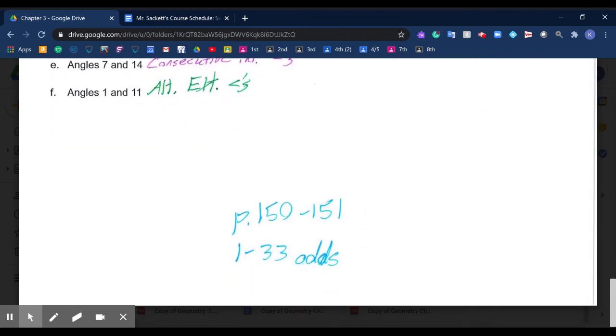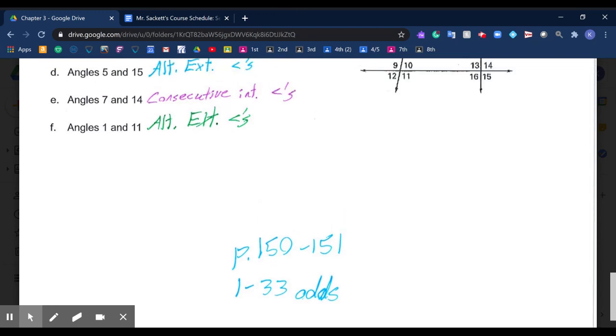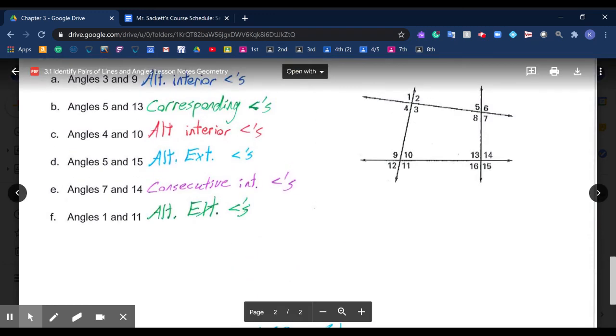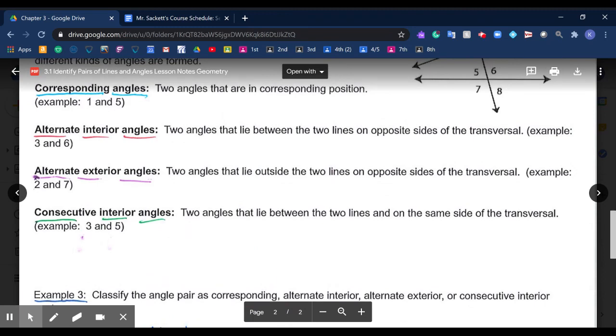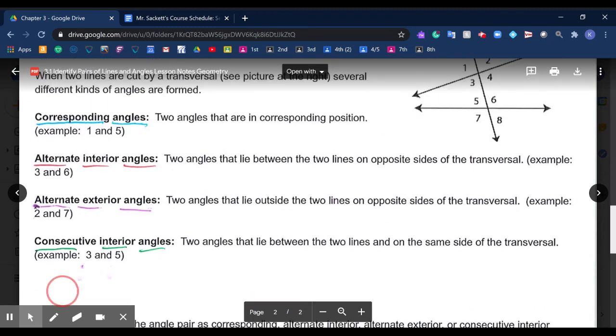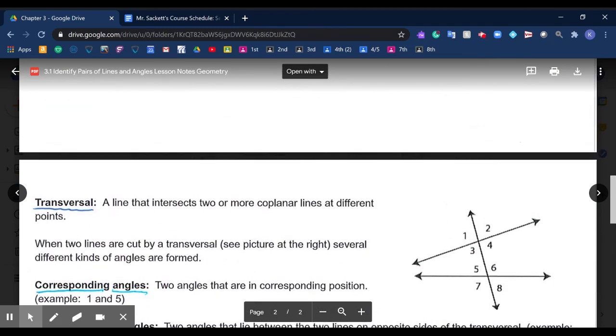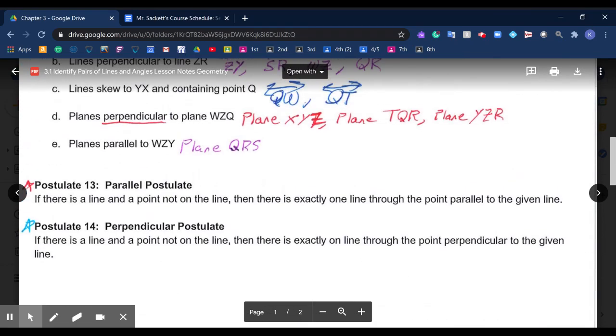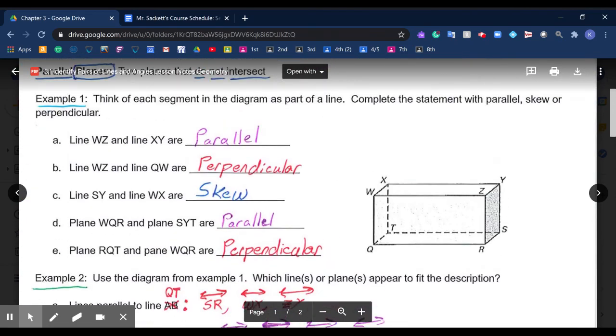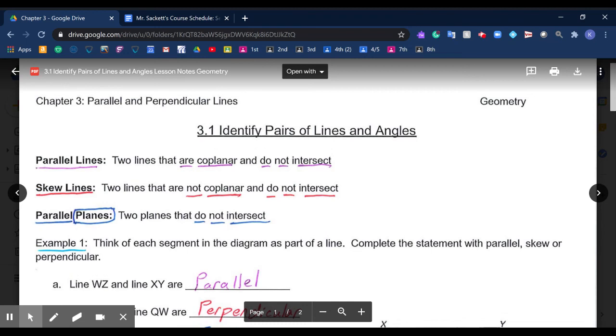And then, as you can see at the bottom, there are practice problems for this lesson. But to begin with, you want to make sure you're familiar with these 4 definitions for these angle pairs, as well as familiarizing yourself with the transversal and the idea of parallel lines, skew lines, parallel planes, and then perpendicular lines and planes.